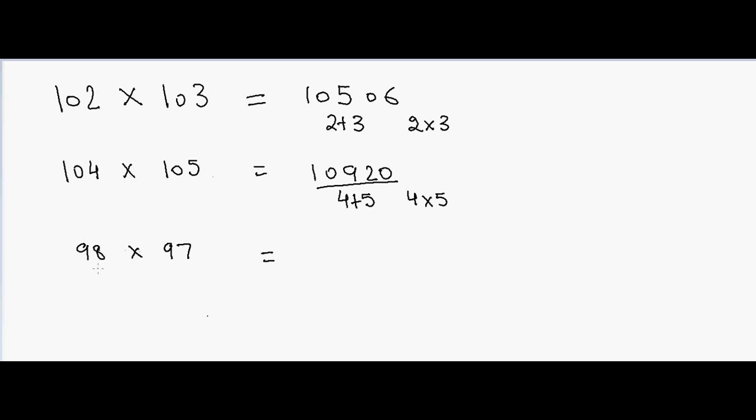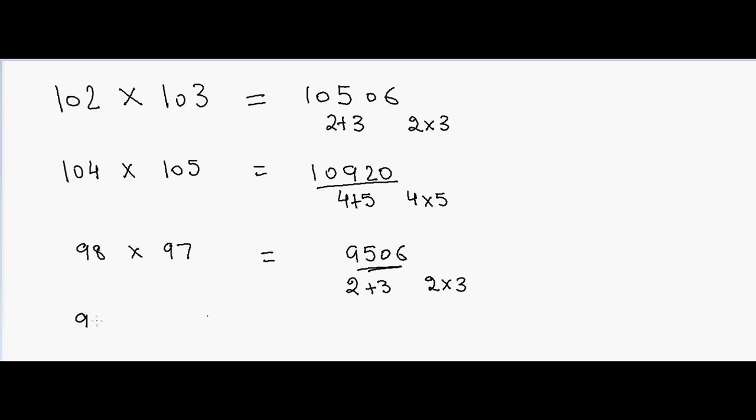because they are less than 100, I have to take 2 plus 3 and 2 multiplied by 3. So 2 plus 3 is 5. So here instead of adding 5 to 100, I'll subtract 5 from 100, so that will be equal to 95, and 2 into 3 is 6, so the answer will be 9506.